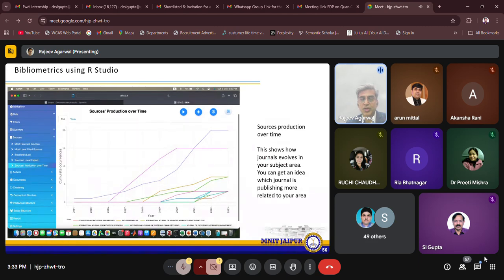This shows how journals evolve in your subject area. So these are the major journals where I am doing publication: Computers and Industrial Engineering, International Journal of Advanced Manufacturing Technology, Production Engineering, and Sustainable Manufacturing. Similarly, you also can find these are the major journals where I am actually looking for publication. So I need to first understand those journals only. Then I can go ahead with the others as well.